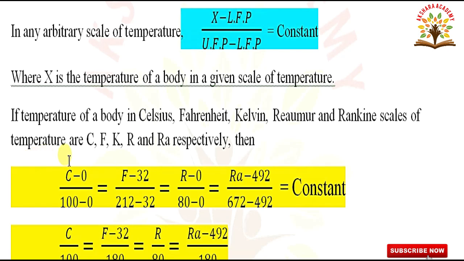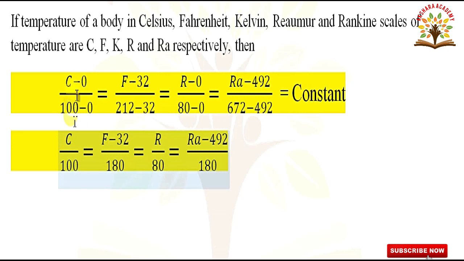(C minus 0) by (100 minus 0) equals (F minus 32) by (212 minus 32) equals (R minus 0) by (80 minus 0) equals (RA minus 492) by (672 minus 492) equals a constant. And finally, C by 100 equals (F minus 32) by 180 equals R by 80 equals (RA minus 492) by 180.